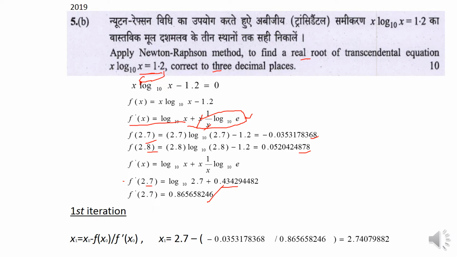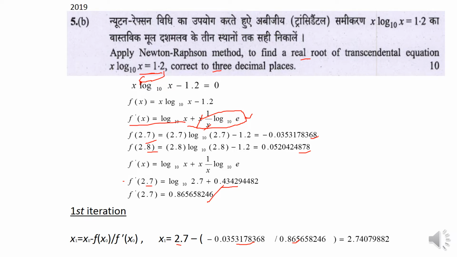Now we calculate the first iteration, and the first iteration is basically, this is the formula, x1 is equal to x0 minus f(x0) upon f'(x0). So x0 is 2.7, we have calculated f'(x0) and f(x0). So this is f(x0) and this is f'(x0). We have taken the values. We got 2.74079. Use a calculator and get it.